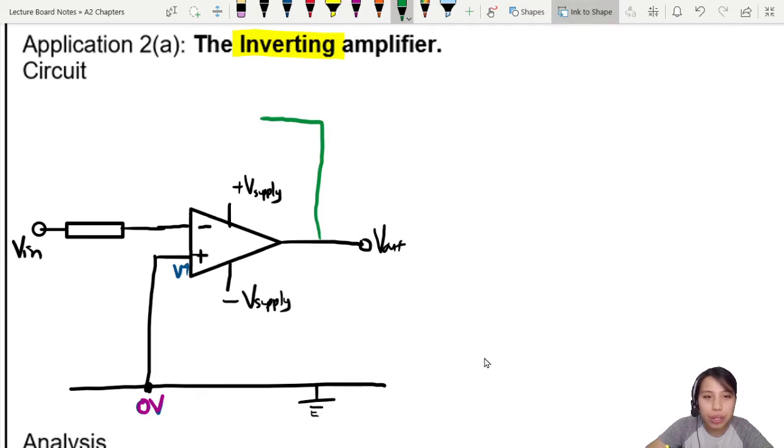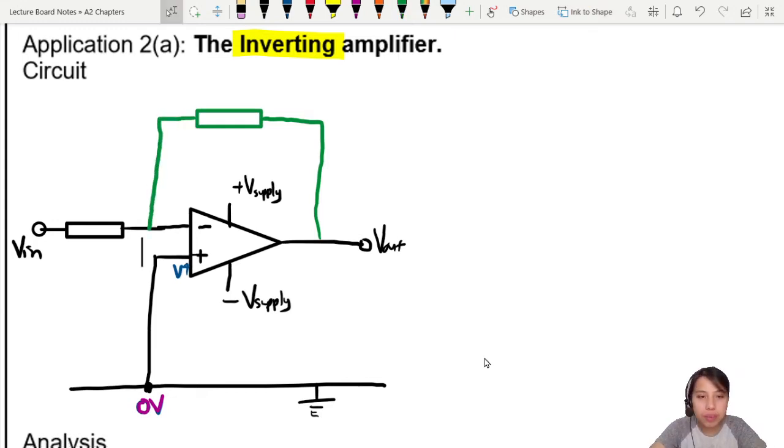I'm going to draw a resistor here. This is the feedback resistor. And where does this go back? Well, it goes into the negative right here. And of course, join at this point, go into the V minus input right here. Okay, so how does this work?